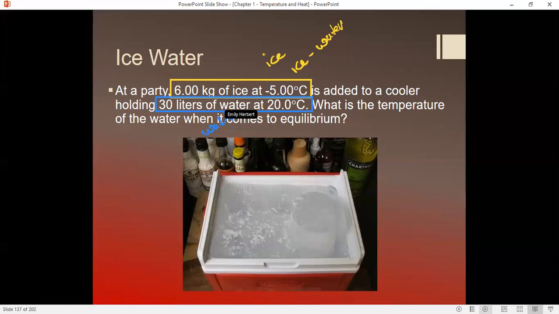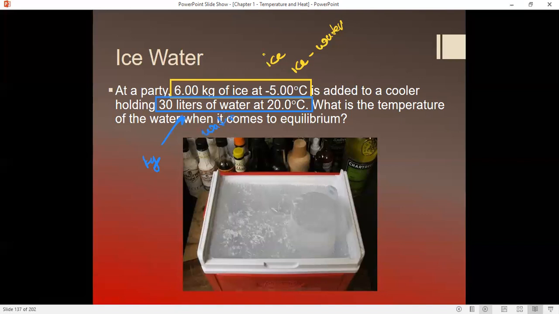Oh, 30 liters of liquid water at 20 degrees Celsius. And again, oftentimes you can use kilograms interchangeably with liters because it's a pretty good approximation. What is the temperature of the water when it comes to equilibrium with the ice?